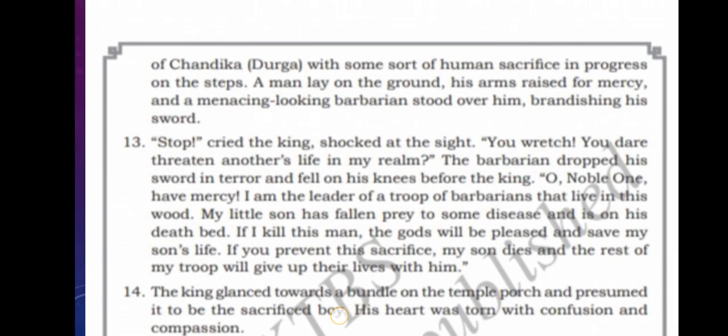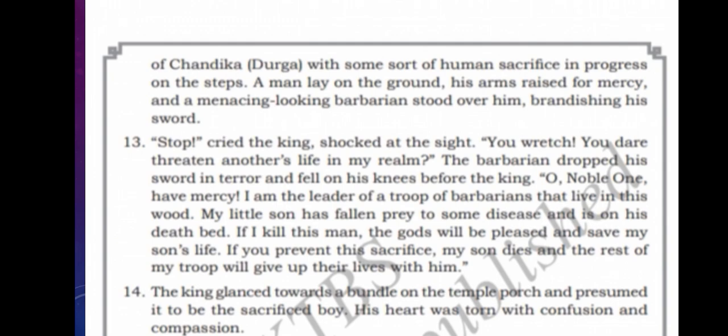Plunging through the undergrowth, he fought his way till he came to a clearing. There before him was a temple. So when he came out of the forest, he saw a temple of Chandika, Durga Devi. With some sort of human sacrifice in progress on the steps, a man lay on the ground. So there was a man lying on the ground, his arms raised for mercy. So the man was raising both his arms, please save me.